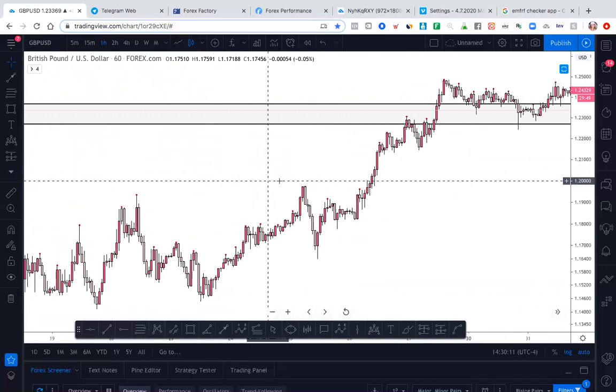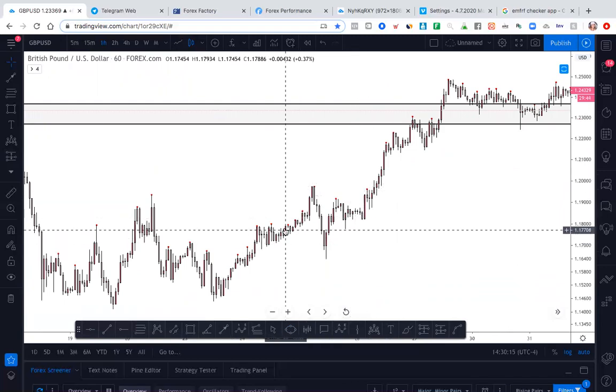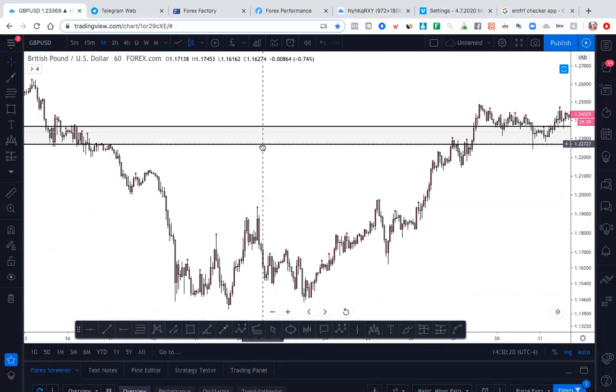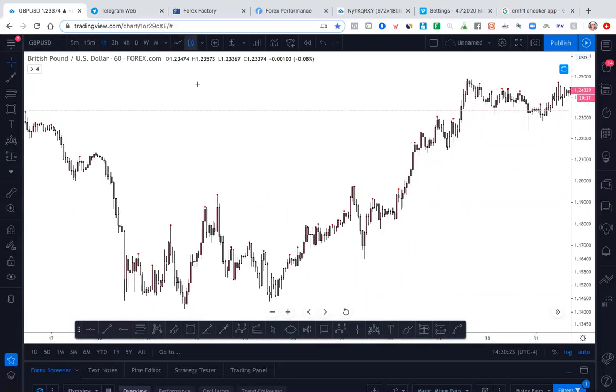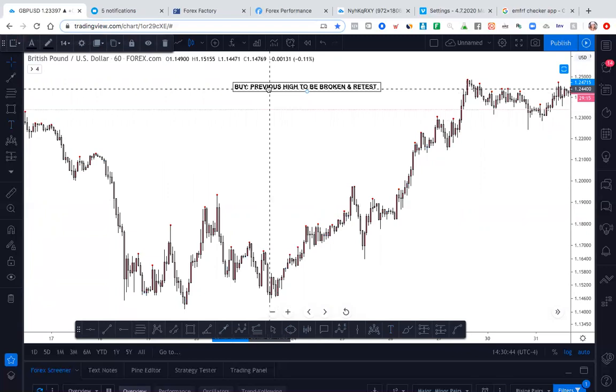All right, here we go. And again, I'm doing this in the 1 hour. It doesn't matter what time frame you're doing this on. But as we can see here, we're transitioning, just like I showed you, from a sell to a buy. So I'm just going to delete this real quick and type in my note here so you guys have it. For buys, we are looking for the previous low, previous high to be broken and retested, again to confirm direction and to confirm continuation and trend.